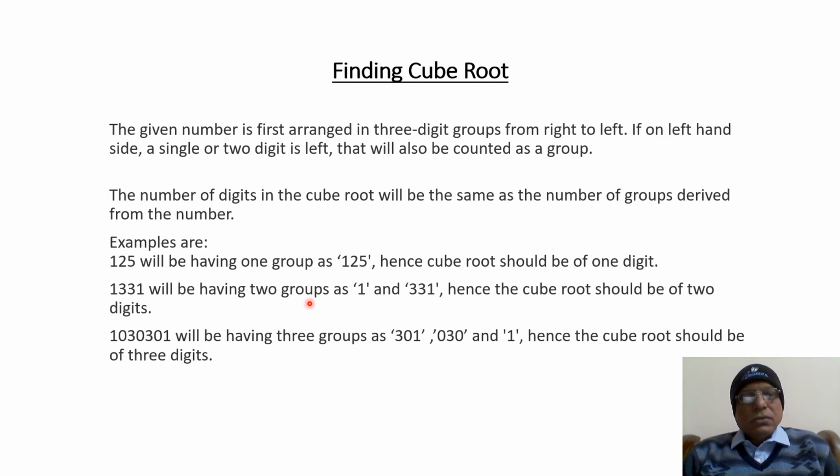1331 will have two groups, 1 and 331, so the cube root should be of two digits. And 1030301 will have three groups, like 1, 030 and 301. Hence the cube root should be of 3 digits.